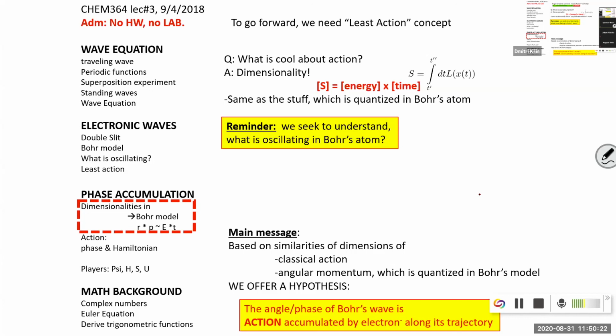This is an idea that we need to process further. We need to speak in the language of action being accumulated along the path, and we need to find how this accumulation of action results in fringes of something. We didn't define what is oscillating, and then impose conditions: which values of action, which states are allowed. Make sense?